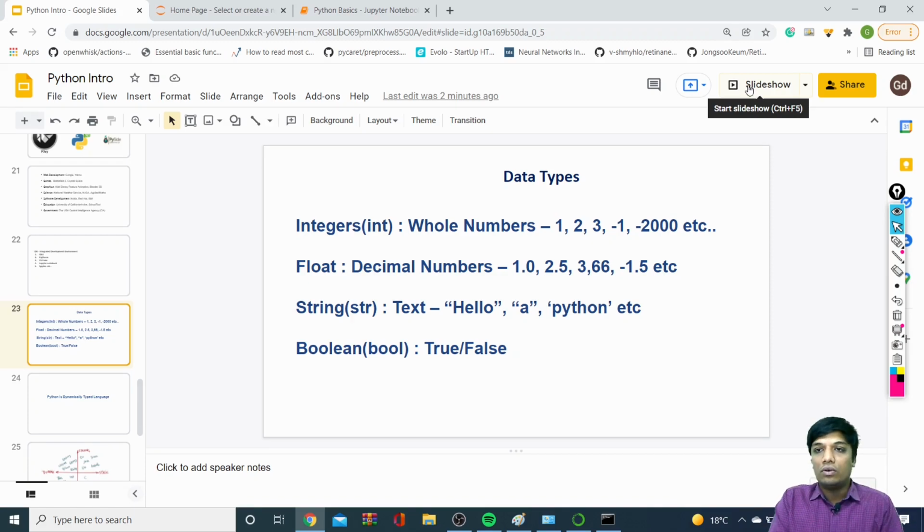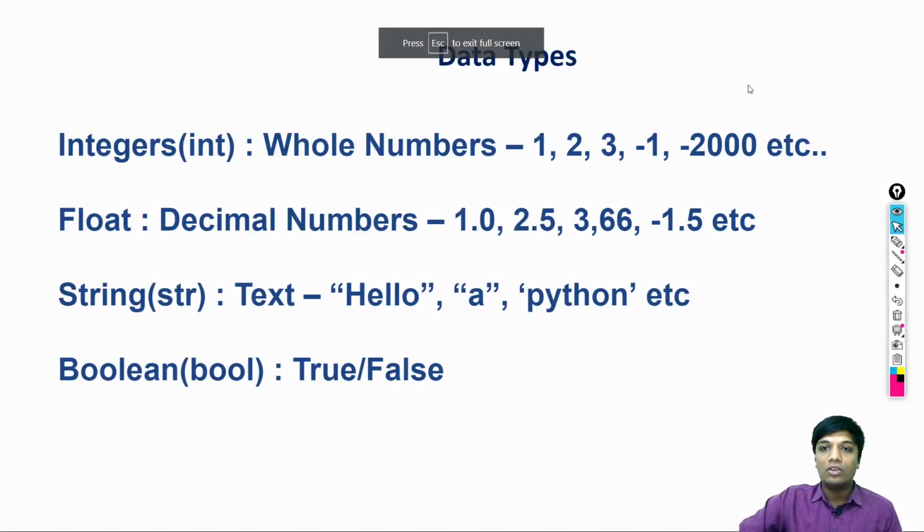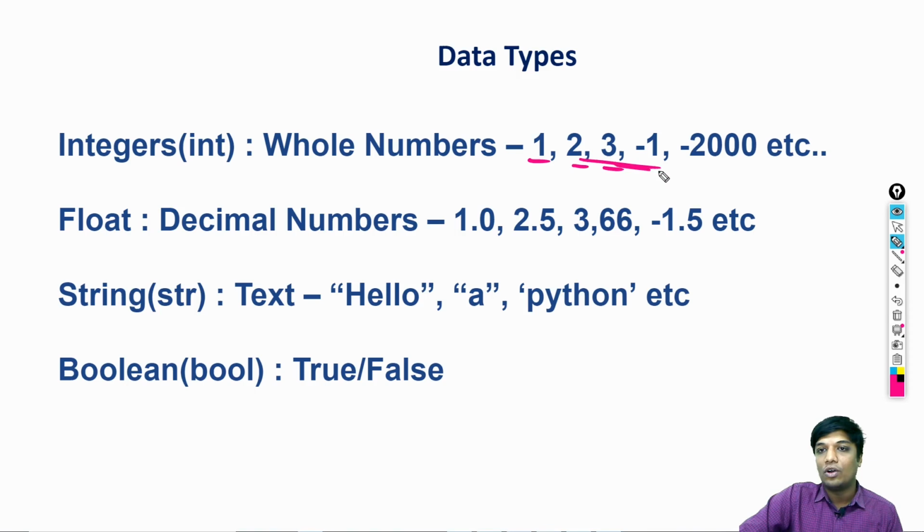Now, first, let us assume that you are working with integers, like 1, 2, 3. If you want to store only integers without decimals, they might be negative values or positive values. Then we call that data type integer, and the short form in Python is given as int. Whenever you want to store whole numbers, without decimals, that is what integers is.